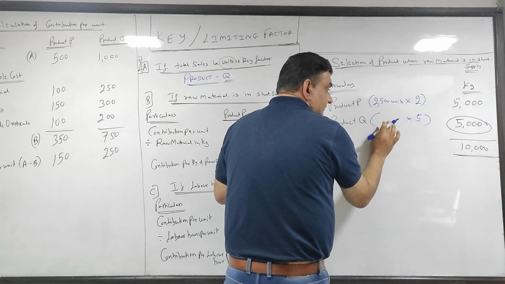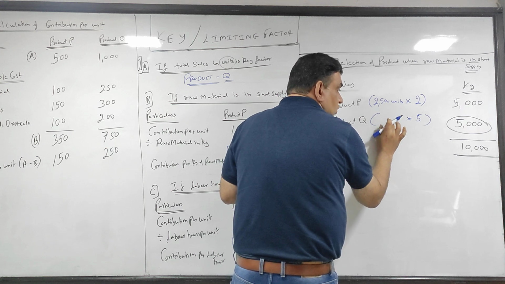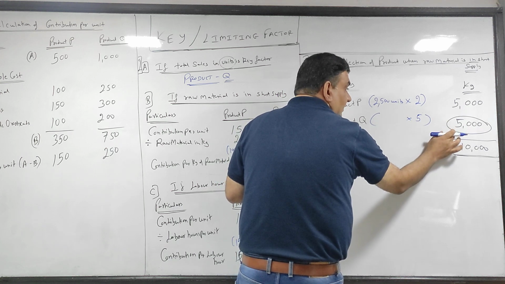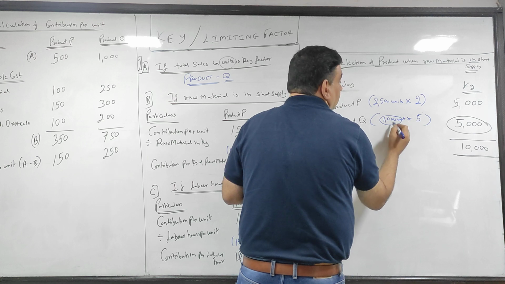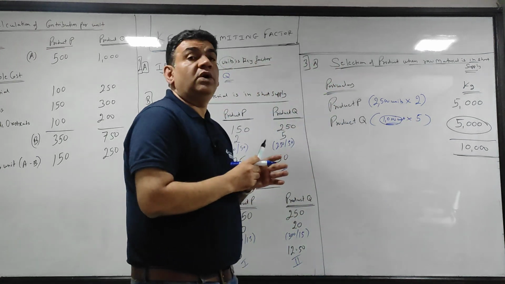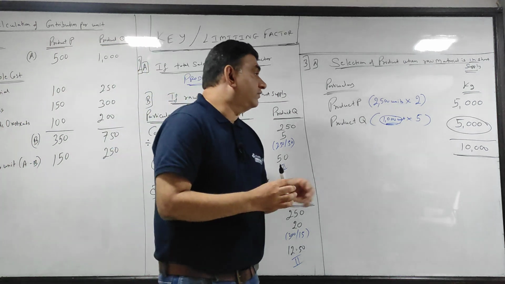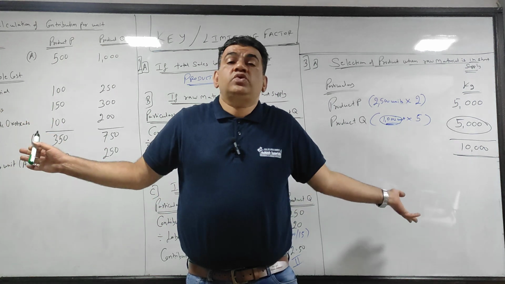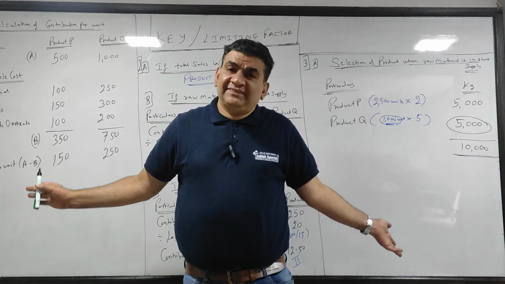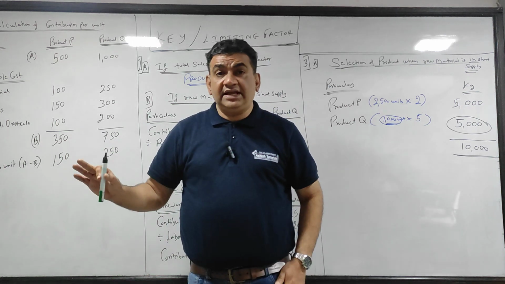So what will happen, guys? See, the figure what I write here should be such that उसको मैं 5 से मल्टीप्लाई करूं तो 5,000 मिलेगा. So what will happen? 5,000 divided by 5, that means 1,000 units. So that means 1,000 units only I can manufacture of Q. Because अगर Q भी मैं 2,500 पूरा कर सकता हूं, then there is no question of any limiting factor, ना. Getting it?